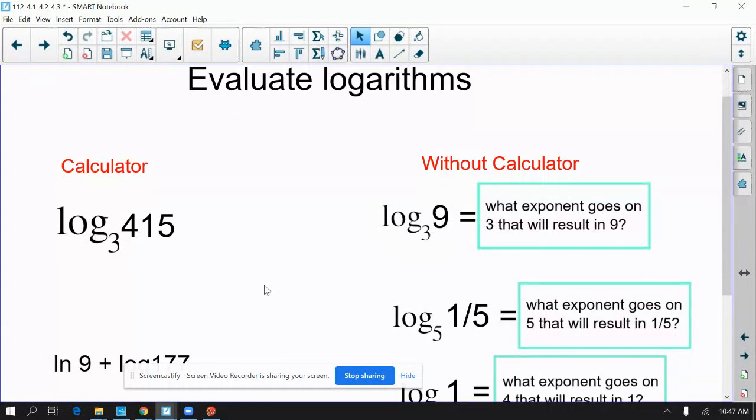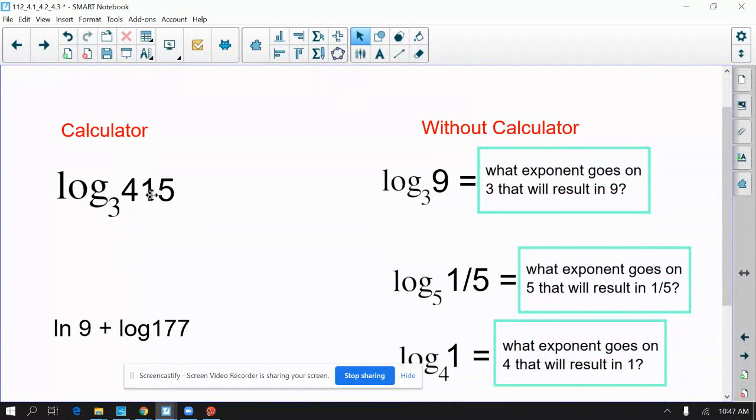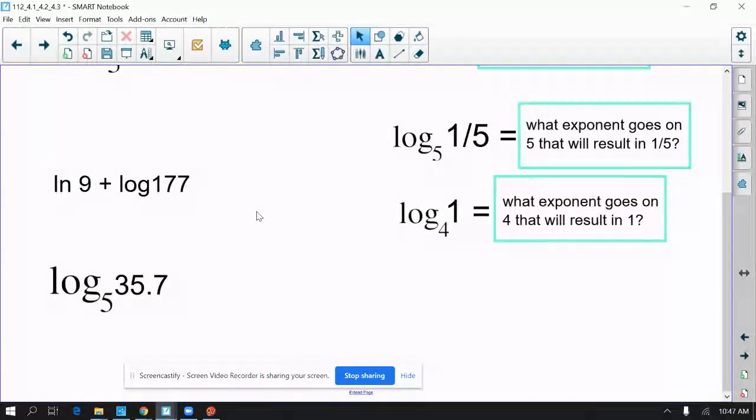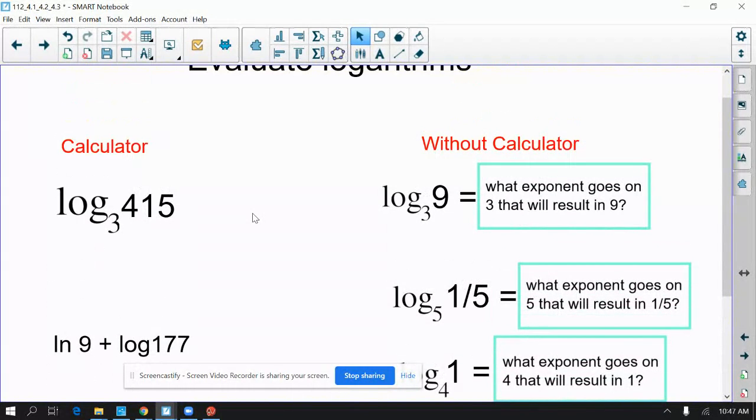Okay, sorry about that. So log base 3 of 415. We need to know how to do this on the calculator and without a calculator. So log base 3 of 415, logarithms are exponents, so I need to be thinking what exponent could go on 3 that would result in 415.